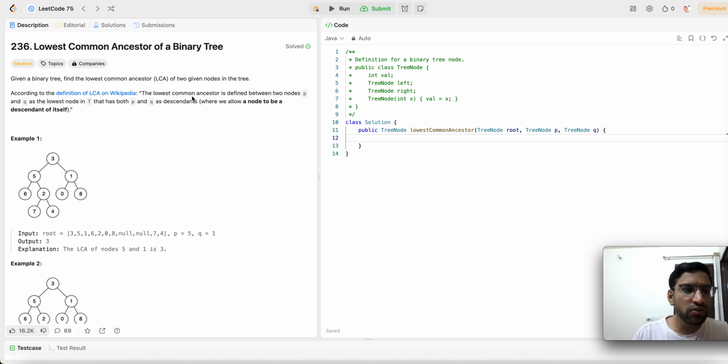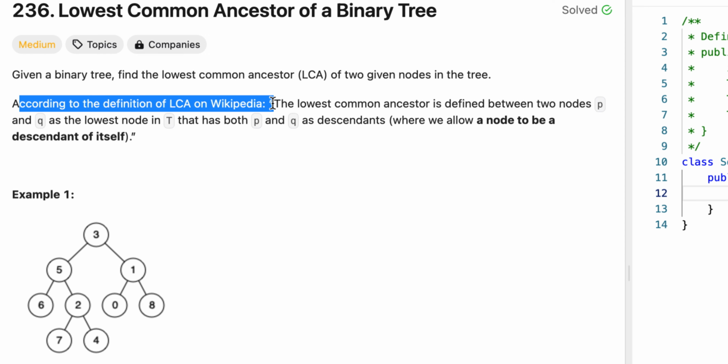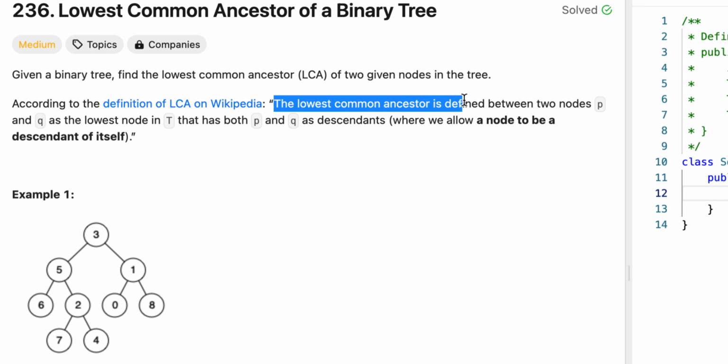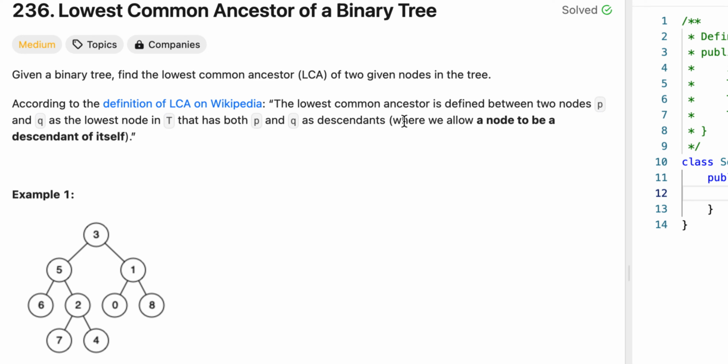LeetCode coding challenge, and today we are going to solve our next problem statement, lowest common ancestor of a binary tree. Given a binary tree, find the lowest common ancestor of the two given nodes in the tree. According to the definition of LCA on Wikipedia, the lowest common ancestor is defined between two nodes P and Q as the lowest node in T that has both P and Q as a descendant, where we allow a node to be a descendant of itself.